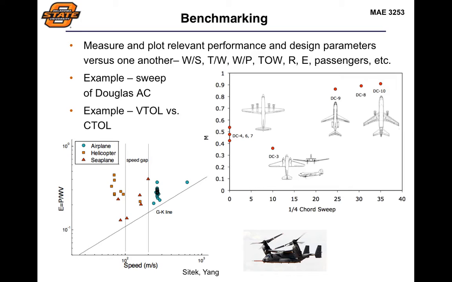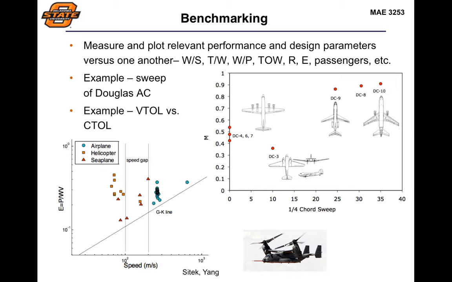Now, what benchmarking does is it helps us look at what's been done in the past. So we don't even really have to think about the overall physics. So we can look at different design parameters, such as wing loading, thrust to weight ratio, weight to power ratio, takeoff weight, range, endurance, number of passengers, all of these things, and see how they've evolved over time. And compare them with different designs.